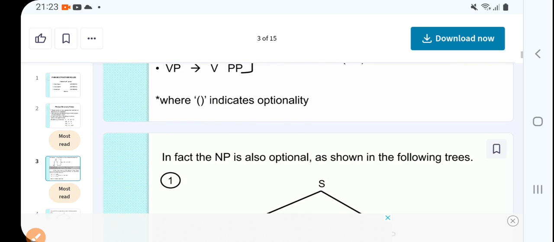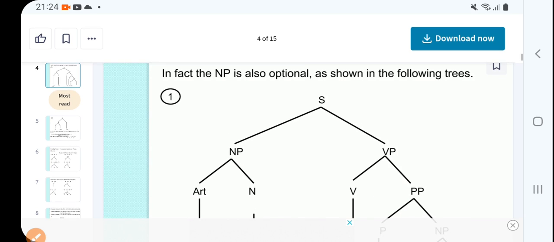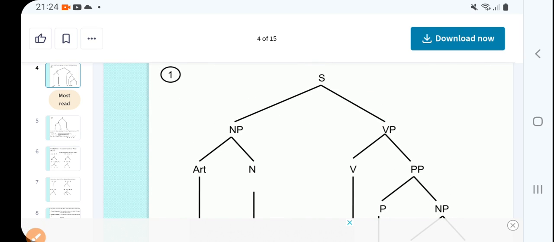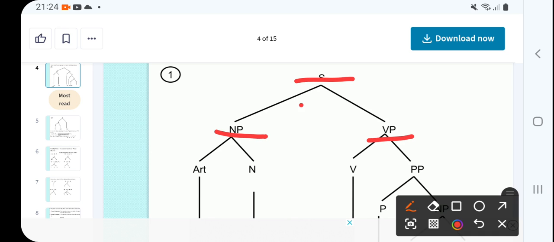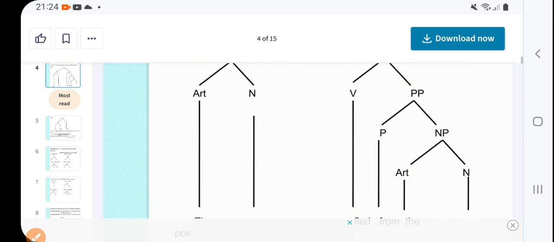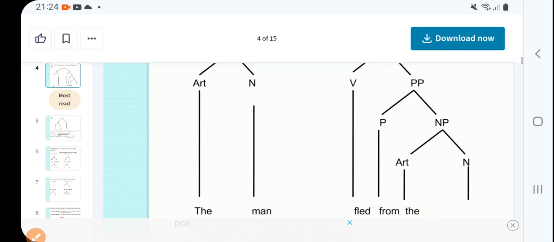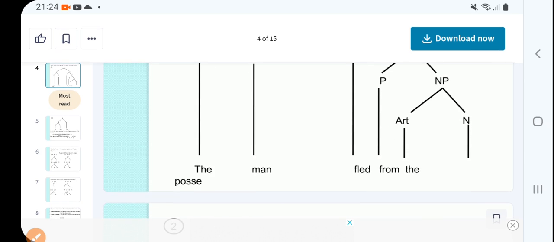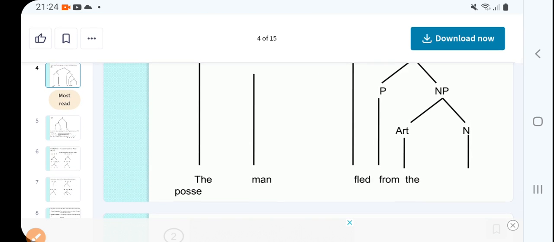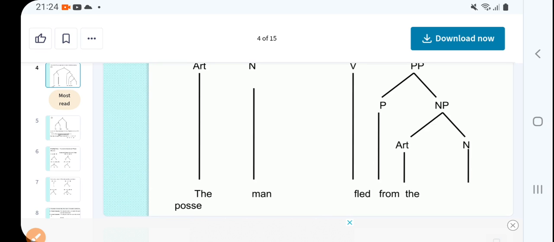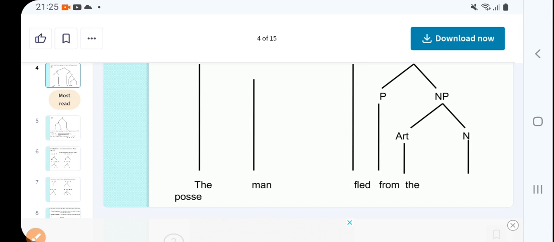A verb phrase means verb plus noun phrase. Now, in fact, the noun phrase is also optional. Sometimes even in a verb phrase, the noun phrase is optional, as shown in the following trees. This is a tree: subject, noun phrase, verb phrase, right? We are discussing the verb phrase. The man fled from the prison, for example. Here "fled" is the verb, then "from the prison" is a prepositional phrase: from, then the article, and then prison is a noun, right?